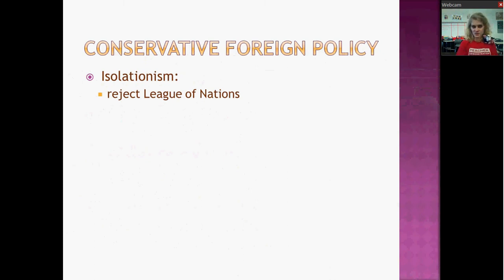So they are not fans of the League of Nations, right? It is actually the Republicans who reject the League of Nations. And the idea being is that we don't want to be pulled into conflicts that have nothing to do with us. So America was really trying to isolate itself from foreign policy at this time. However, it didn't always work out so great. The other thing that they're trying to do is prevent another massive war. All right, so there are a couple ways that they try to do that.